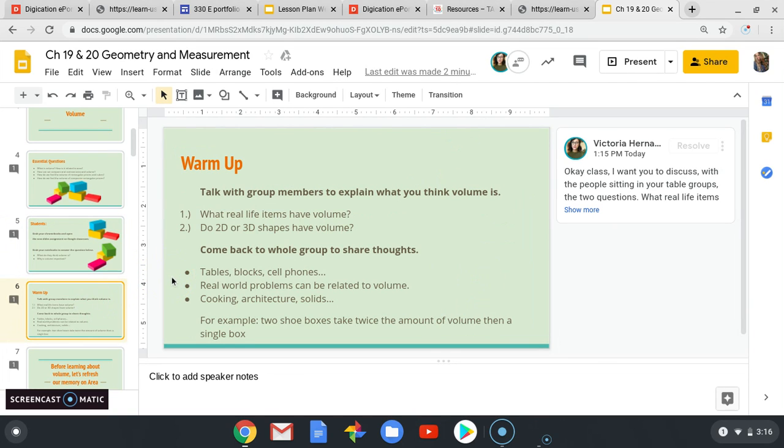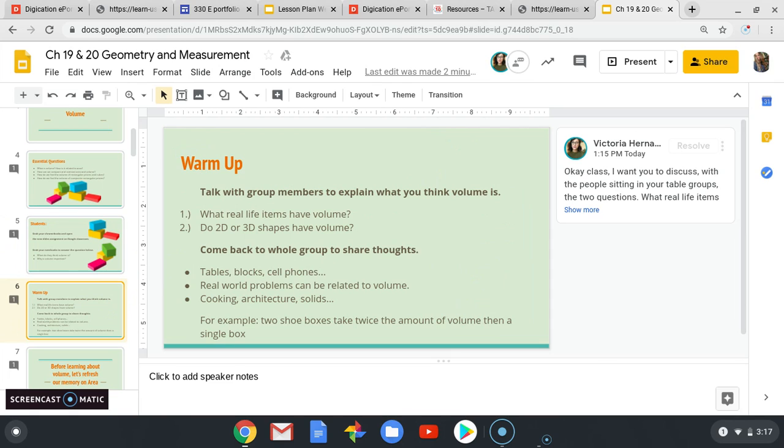After you have your notes written down, I want you to talk with people next to you in your group to explain what you think volume is. Questions you can also talk about are, what real life items have volume and how is it related to the real world? And is volume 2D or 3D shapes? So after about 5 minutes of talking with your group members, we're going to come back as a group to share our thoughts, and people can volunteer.